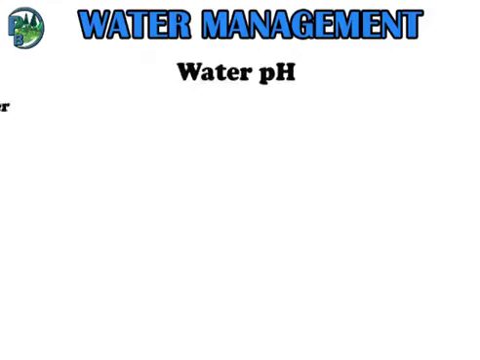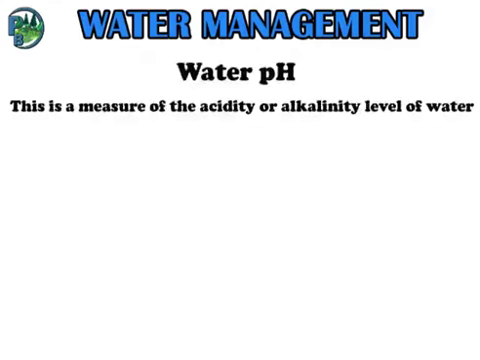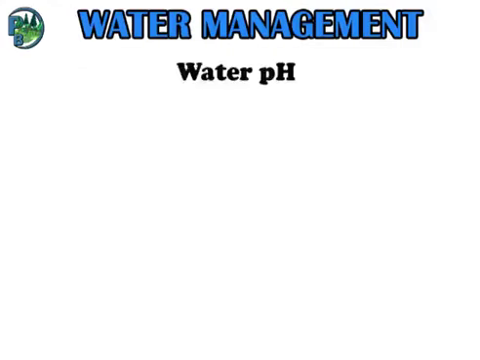Water pH. This is a measure of the acidity or alkalinity level of water. The pH scale ranges from 0 to 14. The neutral pH point is 7. pH above 7 is alkaline, and below 7 is acidic.